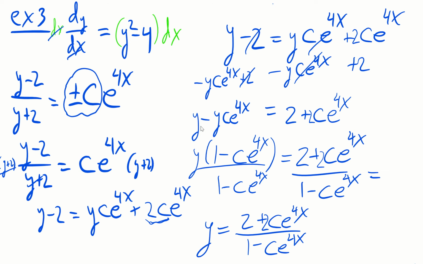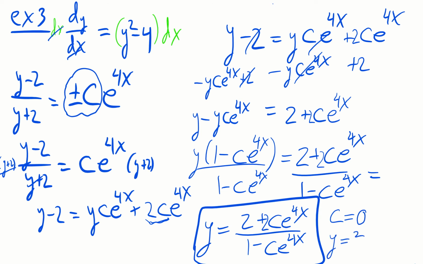And then to get the y by itself, we're going to pull all the y out, factor it out, and then you can divide by this factor on both sides. So the solution to this differential equation is y equals 2 plus 2 c e to the 4x divided by 1 minus c e to the 4x. And depending upon the different values we choose for c, for our constant, we would get a different solution. For example, it's worth noting that if c were equal to 0, then this would reduce to y equals 2 divided by 1, which is 2, which is a constant solution.